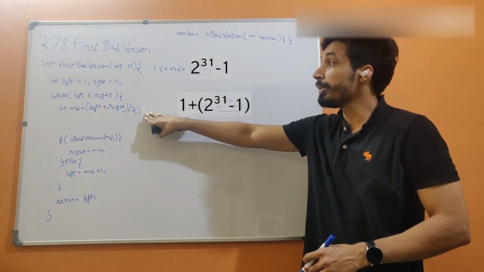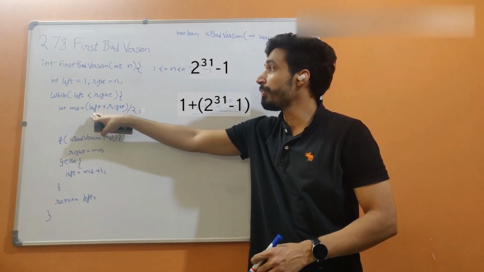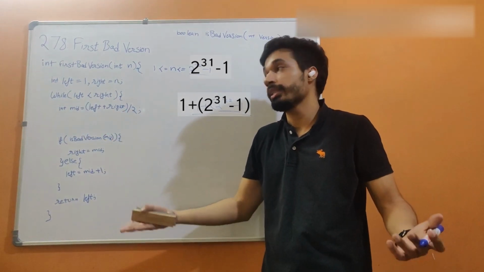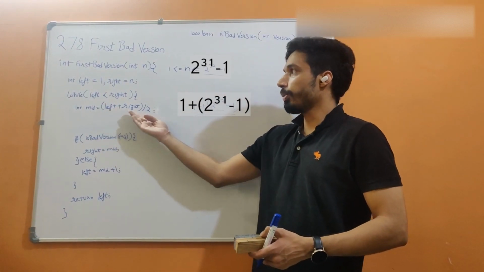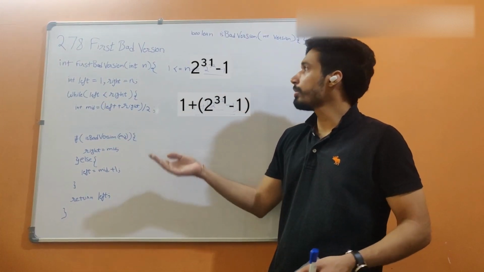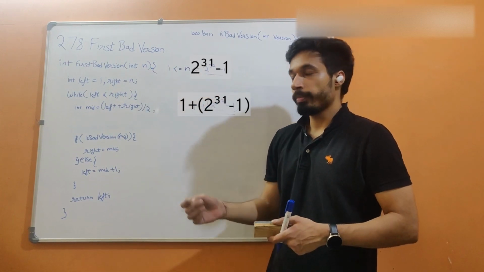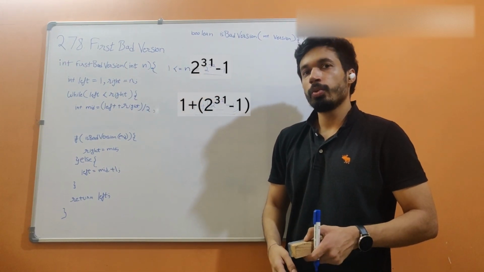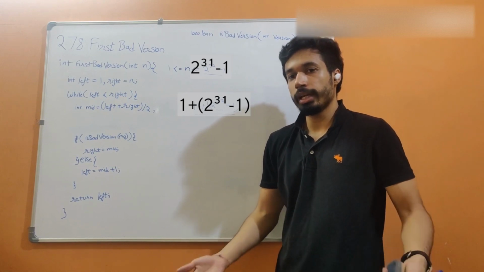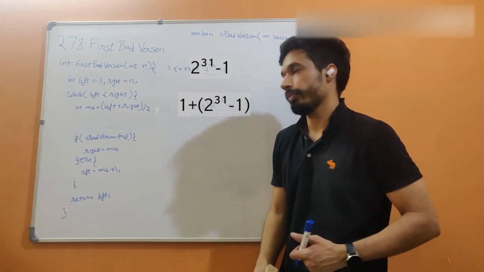And mostly people make this mistake: they just write left plus right and divide by 2 to get the mid value. Yes, this will work with a smaller problem space, but with a bigger problem space where n is the integer maximum value, this won't work. Now let me quickly explain what happens internally so that this number becomes a negative number.